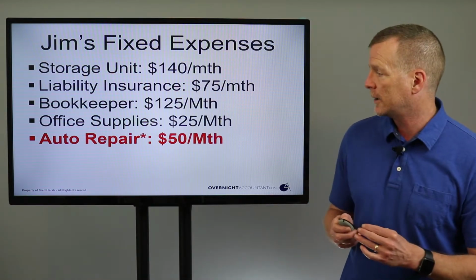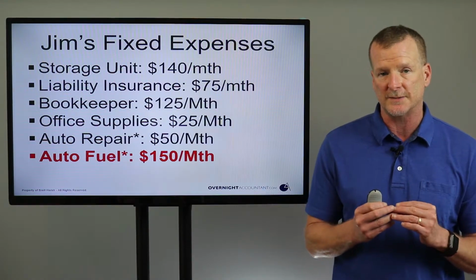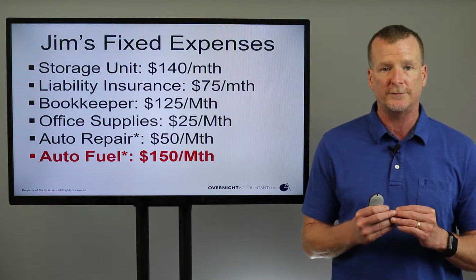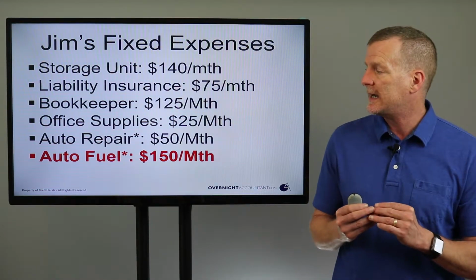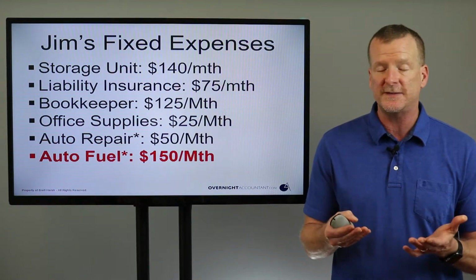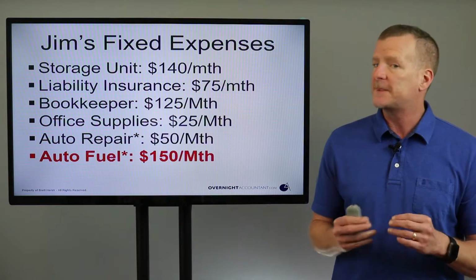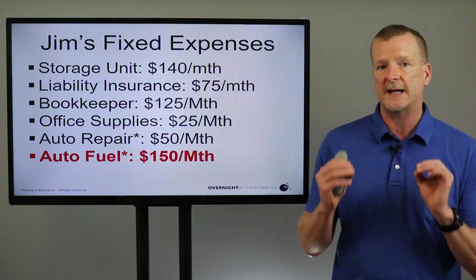Now he also has auto repair of $50 a month, and he also has auto fuel of $150 a month. And you'll notice I have asterisks beside those two, auto repair and auto fuel. The reason I have those asterisks there is he may have these on a month-to-month basis repairing his vehicle because he knows that's how much wear and tear he puts on his vehicle, so he's budgeted for that. Same with the fuel. But remember, he's in a business of driving between jobs. He does a lot of driving.